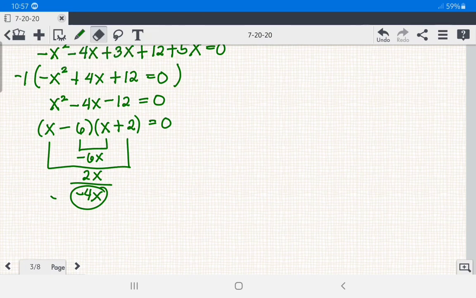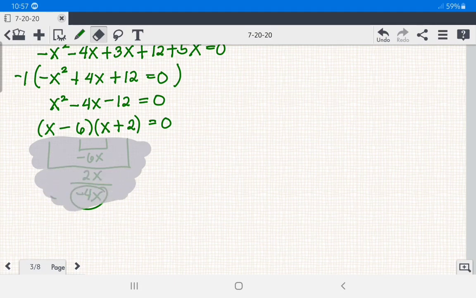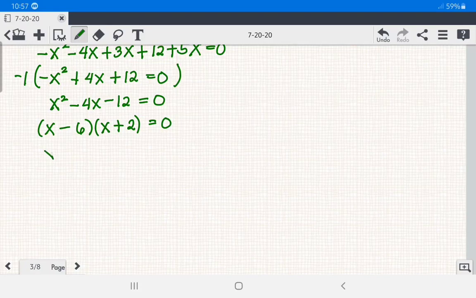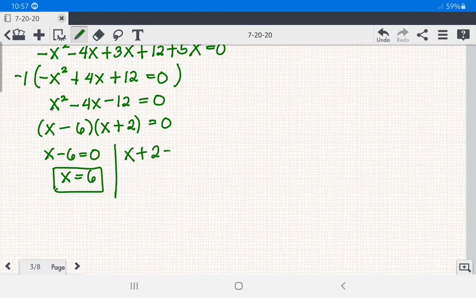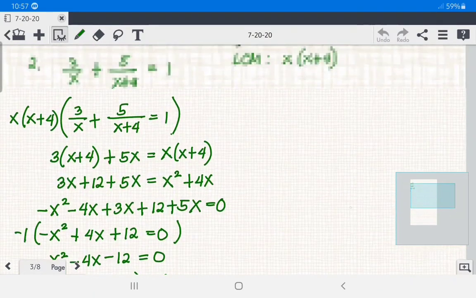Okay, let us now erase. Then we have to equate each factor to 0. x minus 6 equals 0, x is equal to 6. Then x plus 2 is equal to 0, x is equal to negative 2. Then after that, let us check.